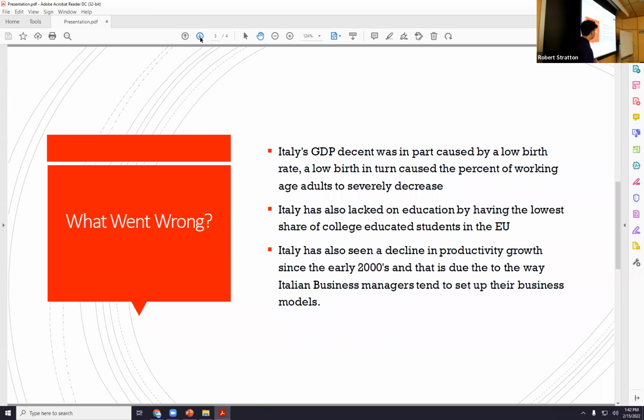As well as Italy also had seen a decline in productivity growth since the early 2000s. And it was due to the way Italian business managers tend to set up their business models. The reason behind that was Italian managers tended to value seniority over productivity. So it didn't lead to a lot of incentives, and a lot of people just decided, well, I don't have to work that hard. I've been with this company for X amount of years, so why should I work? Or why should I change to this new model? A lot of Italian businesses also didn't adapt to computers and a lot of new technological advances, so they saw the economical decline. And so that's the matter of Italy.